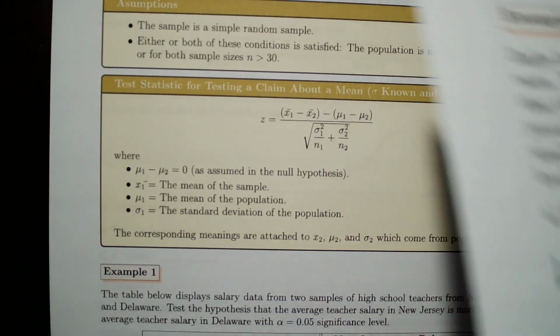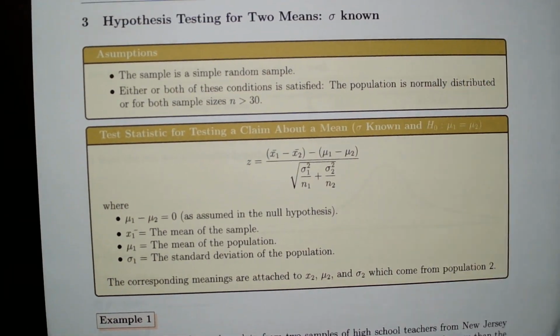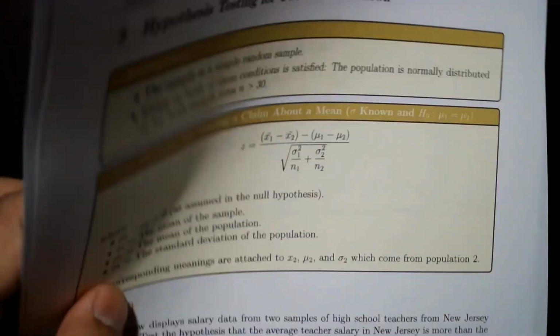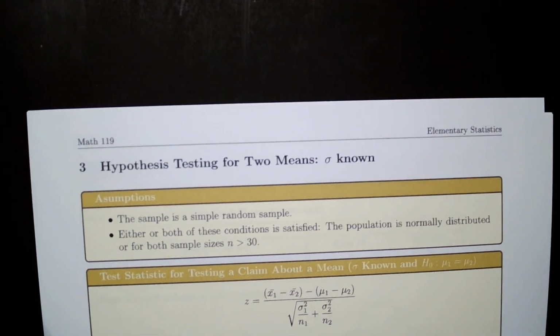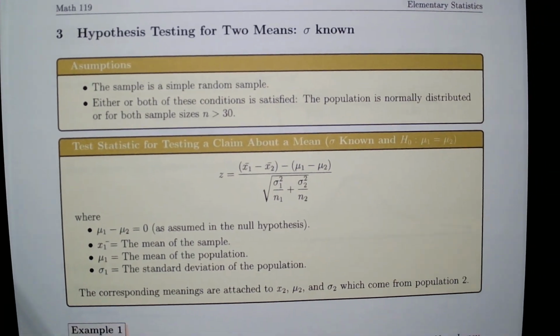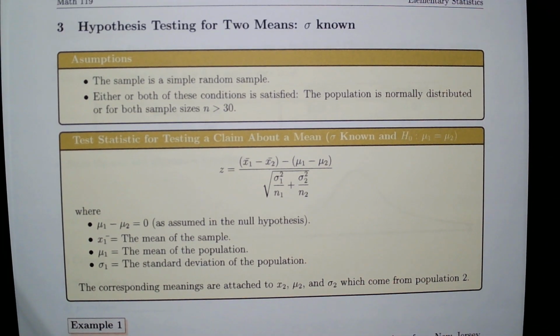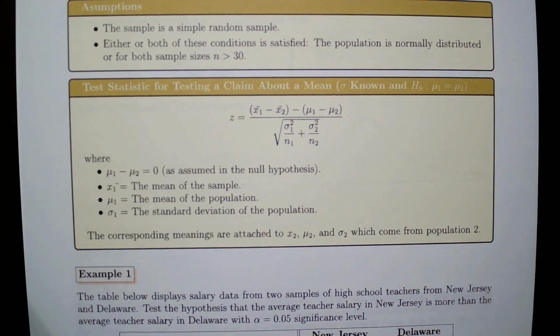Well, for the next topic, we have hypothesis testing for two means. In this case, we only do sigma known, in which the samples are independent. Well, there's more about this, like having dependent samples, and then there's the other end in which sigma is unknown. But in this case, we're just going to do this one.